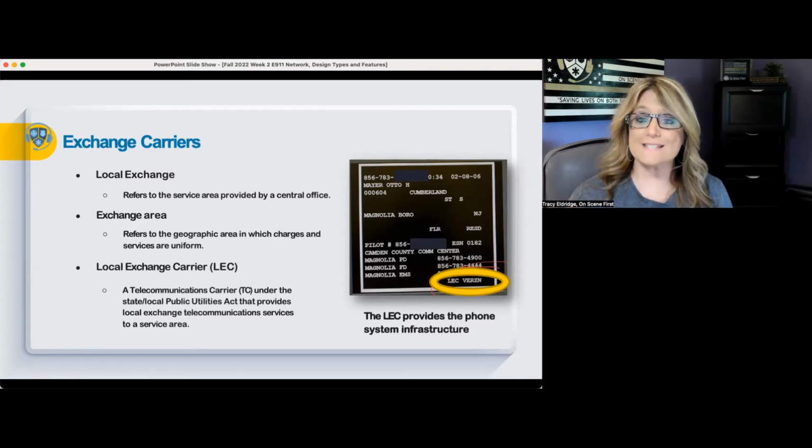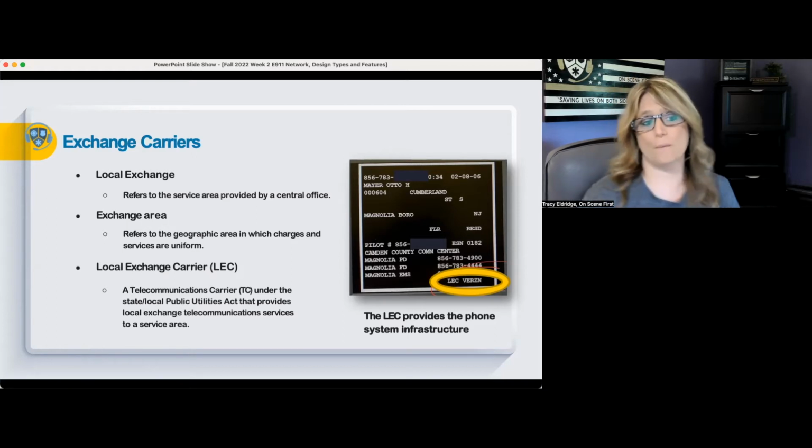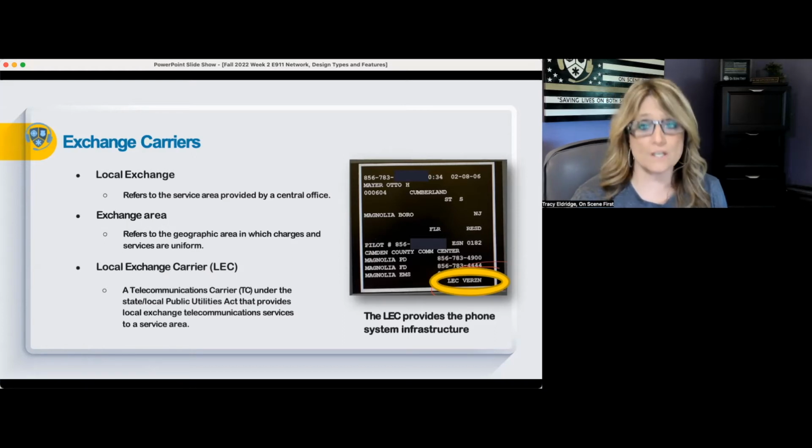If it's not listed as a LEC, it might be listed as a telco. It might be listed as a company ID. But the LEC provides the phone system infrastructure. How is the call getting into your 911 center? A local exchange carrier is sending it to you.